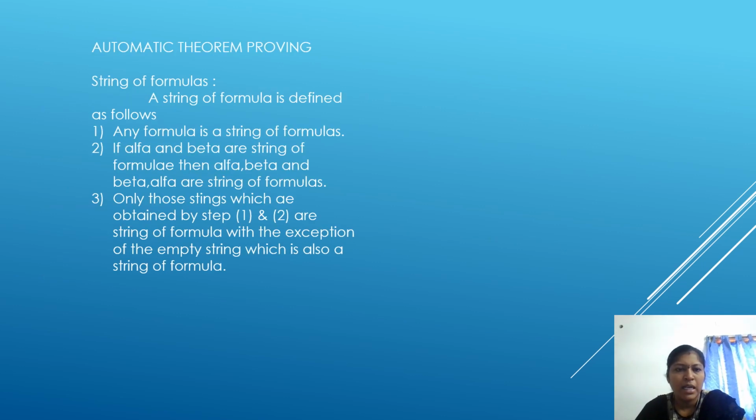Automatic theorem proving. Here a formula is defined as any string of formulas. If alpha and beta are strings of formulas, then alpha beta and beta alpha are also strings of formulas. Only those strings which are obtained by step 1 and step 2 are strings of formulas, with the exception of the empty string, which is also a string of formulas.